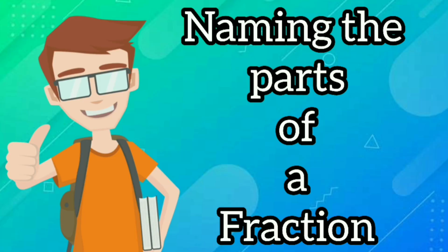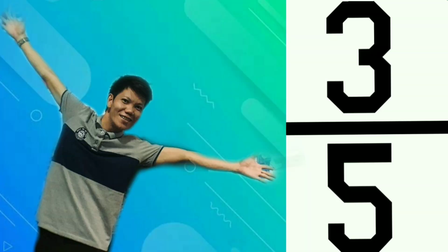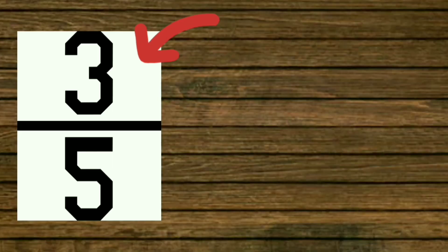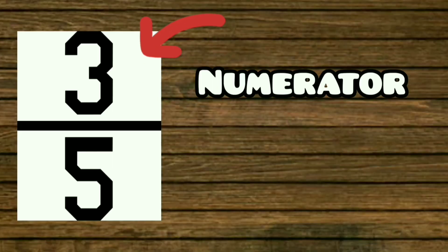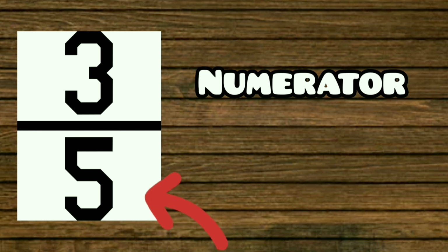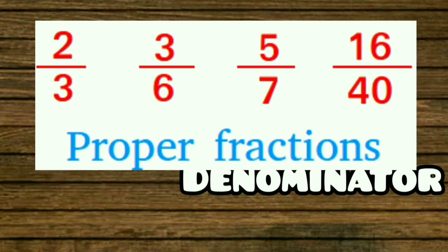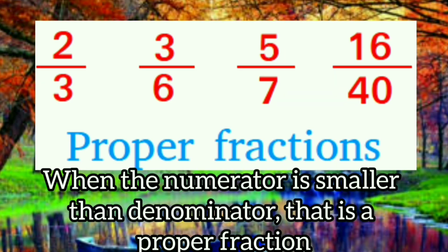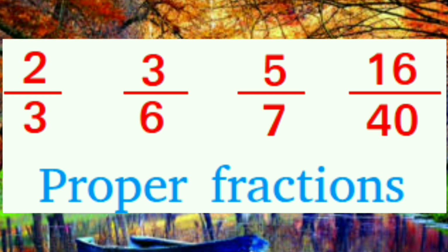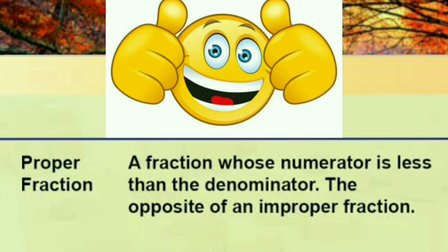Let's start, identify the proper fraction. Sulat natin ang 3/5, where 3 is the numerator or the top number, and 5, the bottom number, is the denominator. Always remember that when the numerator is smaller than denominator, that is a proper fraction. Ibig sabihin, kapag mas mababa ang numerator natin kaysa sa denominator natin, yan ang proper fractions. Proper fraction, a fraction whose numerator is less than the denominator.